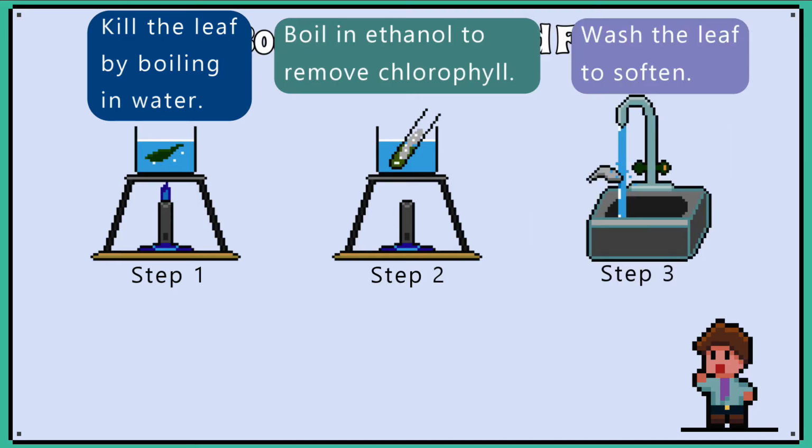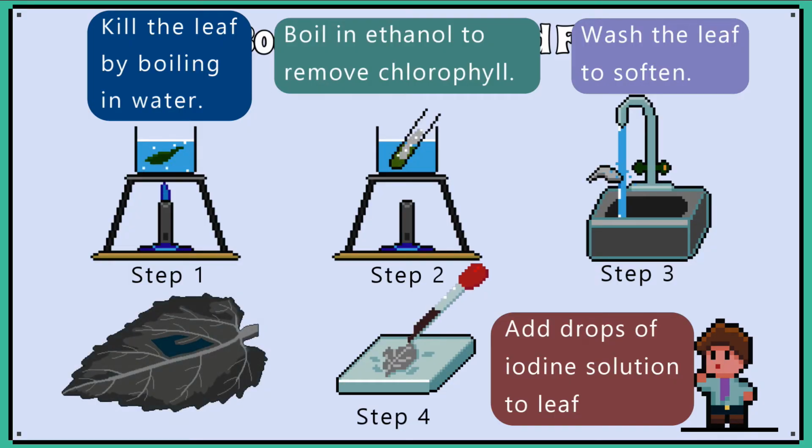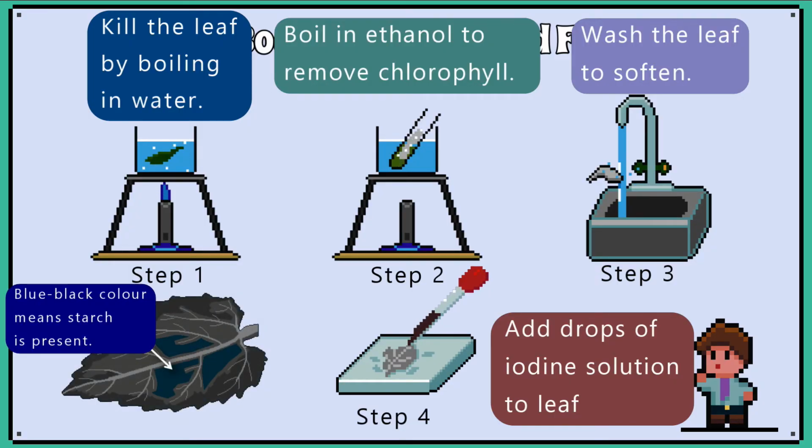Step 3 is to wash the leaf in cold water. This helps soften the leaf, and it can help to spread the leaf over a tile. The final step is to add iodine to the leaf and observe the colour change. Now we have a test for whether photosynthesis took place in a leaf or not.